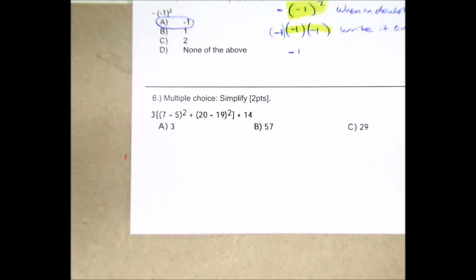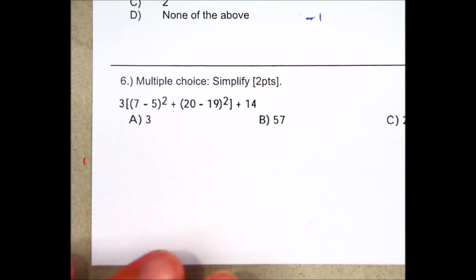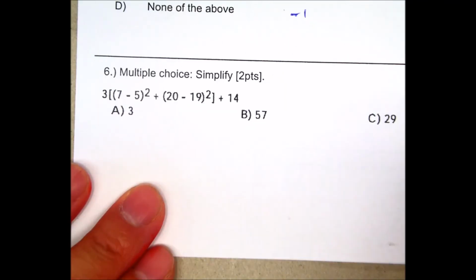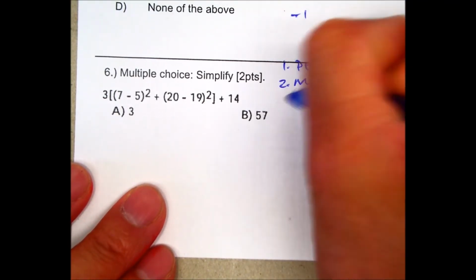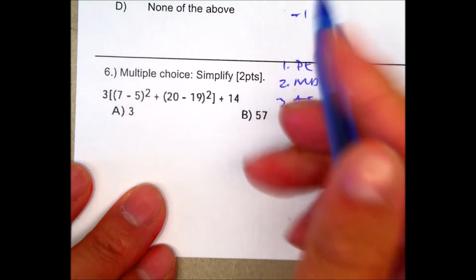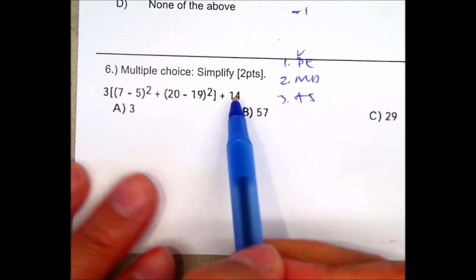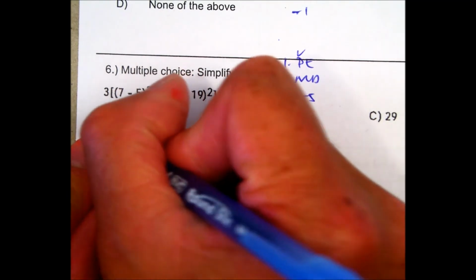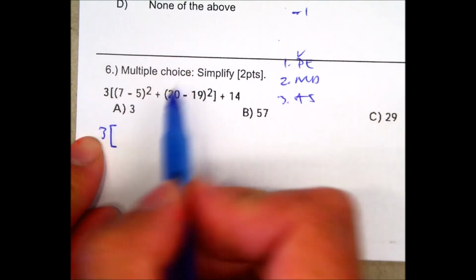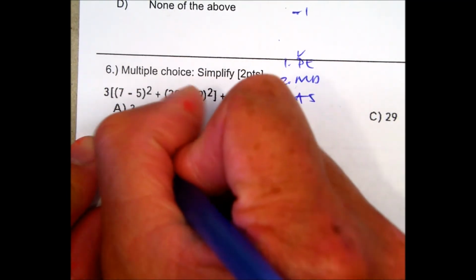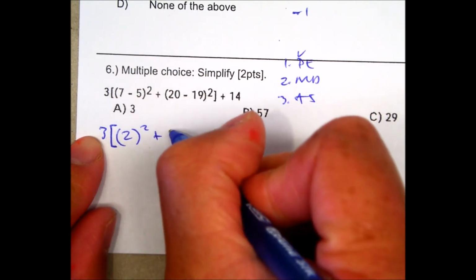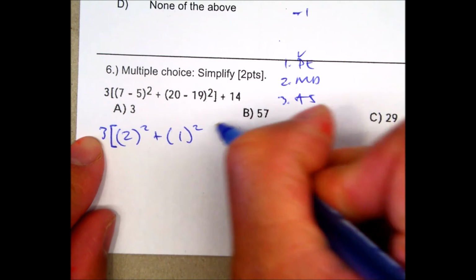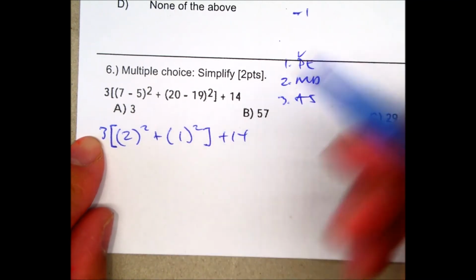Question number 6 is another order of operations problem. So again, I like to write it every single time. I'm going to write out PEMDAS. So the first thing I'm going to do is the innermost parentheses. So here I have 3. I'm going to do this one. 7 minus 5 is 2 squared. And 20 minus 19 is 1 squared plus 14.